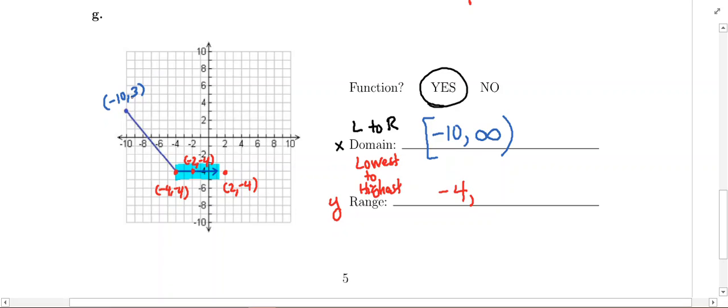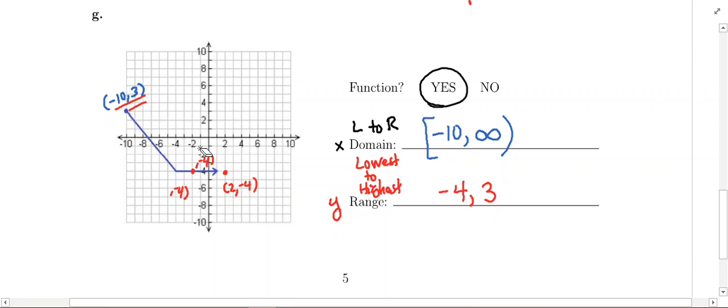We're going to go up to the highest point, which is -10, 3, and we're going to write down the y coordinate. This tells us that this particular blue graph exists between the y values of -4 and +3. We just need to handle the endpoints.